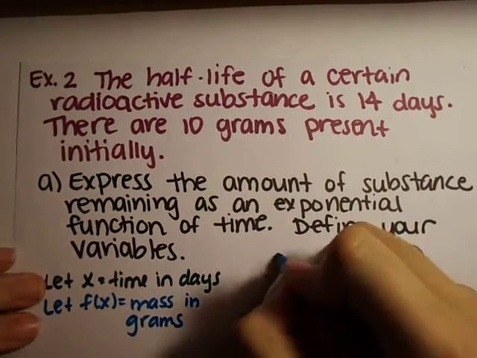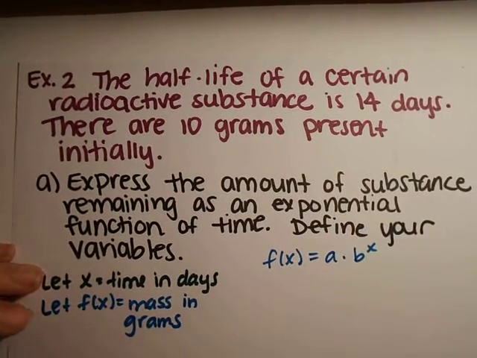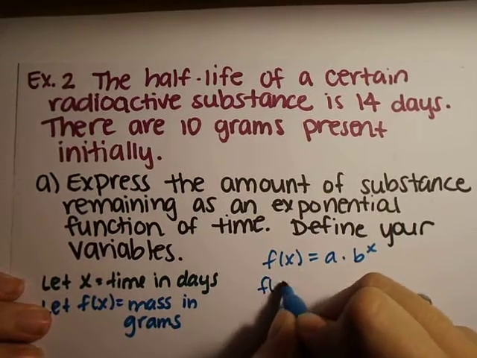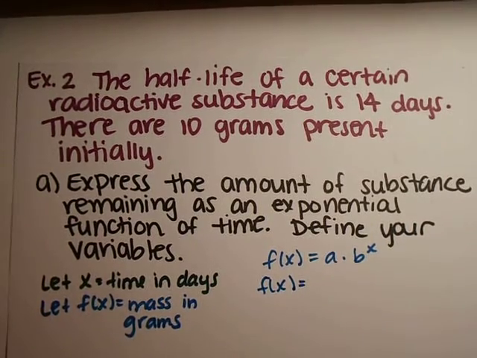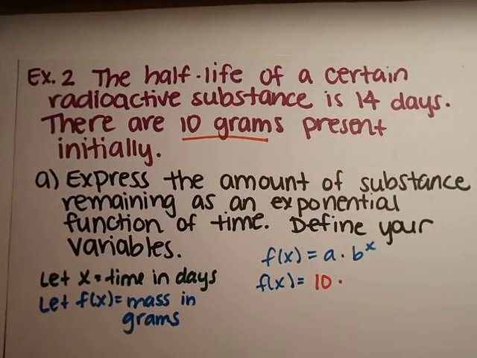So here we have f of x equals a times b to the x. So f of x is our mass in grams. A is our initial amount. Here we had 10 grams initially. Our rate is half-life.